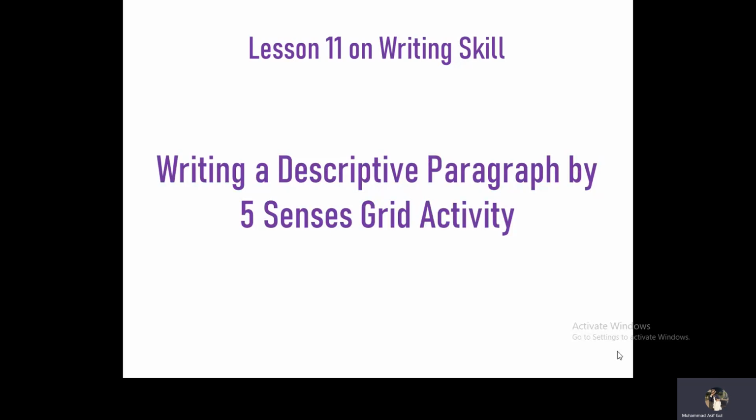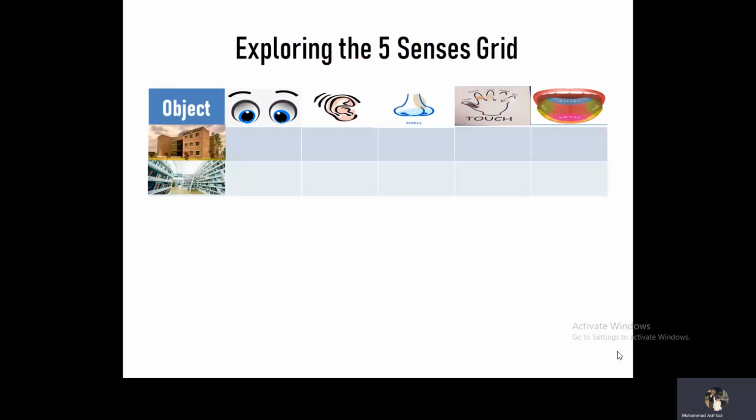A very warm welcome. Today we will be having our 11th lesson on writing skill, and we will be learning to write a descriptive paragraph by using an activity known as 5 senses grid. So let's see what is there for us in this activity, 5 senses grid.